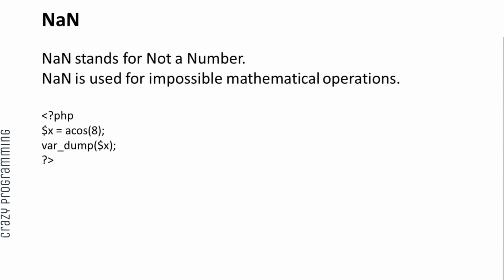So you can see the example. It's very simple. We used a variable x, and the value is acos(8), and we check the value using the var_dump function on that x variable. We will see the result in the next video in practical.